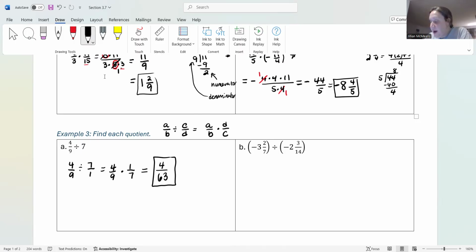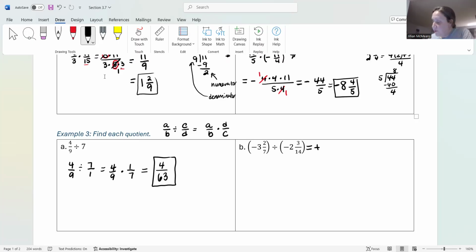For part B, we have -3 2/7 divided by -2 3/14. We've got to do a little bit of work here. First things first, let's just talk about signs. What happens when you divide two negative values? Well, the rules are this. If you multiply or divide one positive and one negative, the result is negative. However, if you multiply or divide two numbers that have the same sign, both positive or both negative, the result is positive. So we know we're going to get positive something. I'm just going to keep everything positive from this point on because we know the final answer is going to be positive.